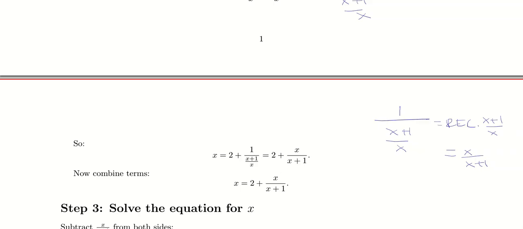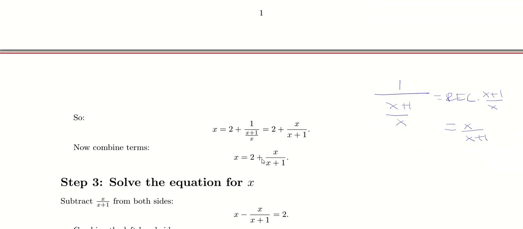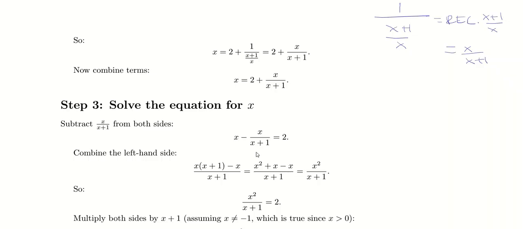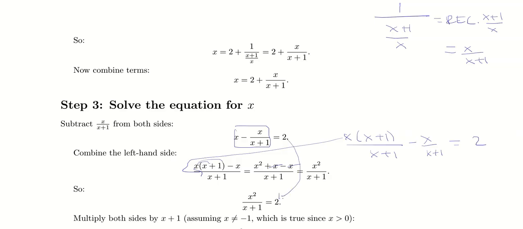Okay, so we have 2 plus x over x plus 1, and that's equal to x. So remember, we still want to solve for x, but I'm going to subtract x over x plus 1 from both sides, and then I'm going to get a common denominator. So this will be x times x plus 1 over x plus 1 minus x over x plus 1 equals 2. We distribute the x to get x squared plus x minus x. The x cancels, and we're left with x squared over x plus 1. This is all on the left side, by the way, so that we're only focusing on this. And then that's just going to equal 2.